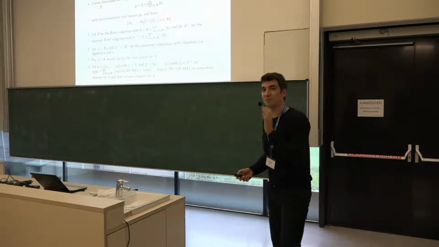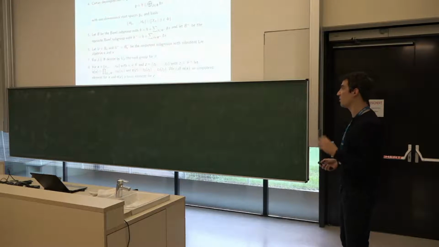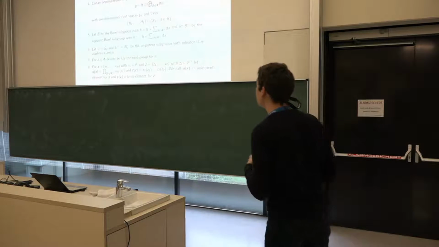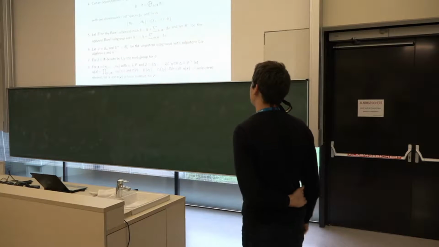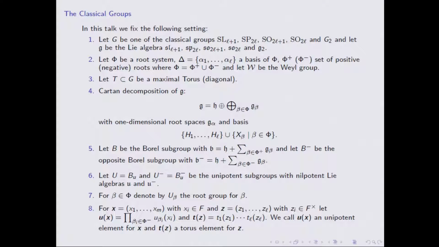Don't be afraid. It's standard notation, so you don't need to remember all of it. By G, we mean one of the classical groups. By fraktur g, over here, we mean its Lie algebra. By Phi, the root system of the group, which corresponds here to A_l, C_l, B_l, D_l, G2. By Delta, we mean a basis of the root system. By alpha 1 up to alpha l, we mean the simple roots. Phi plus denotes the set of positive roots, Phi minus the set of negative roots. And by calligraphic W, we mean the Weyl group.